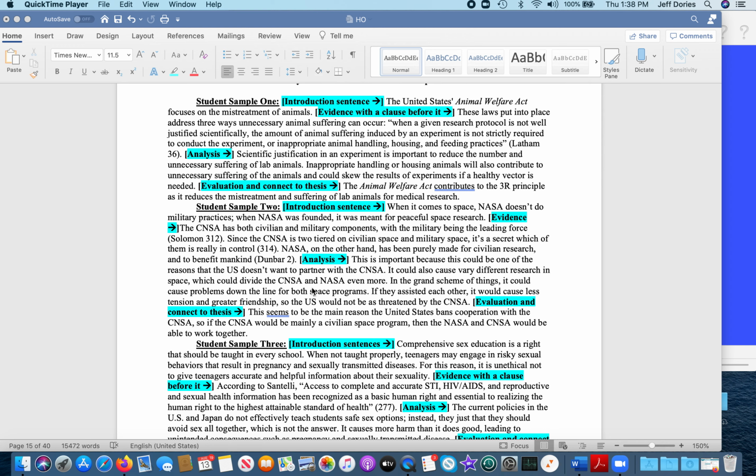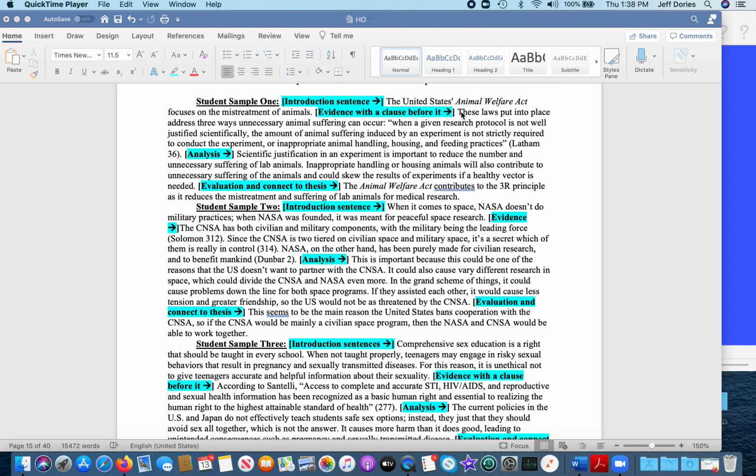Okay, that is a general idea or statement. It could be made even a little more vague or a bigger idea than that. And you could debate whether that's just a provable fact, but it gives a general context that doesn't need to be cited, right? So I would say they could improve on that introduction sentence. Okay, so then evidence with a clause before it. These laws put into place address 3 ways unnecessary animal suffering can occur.